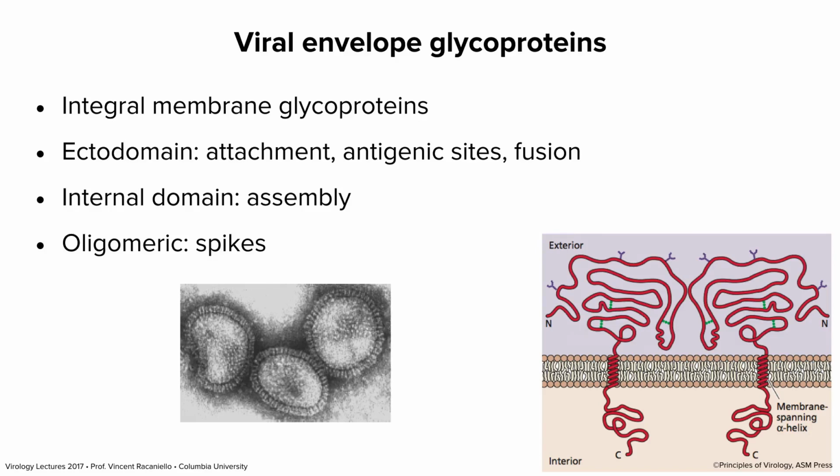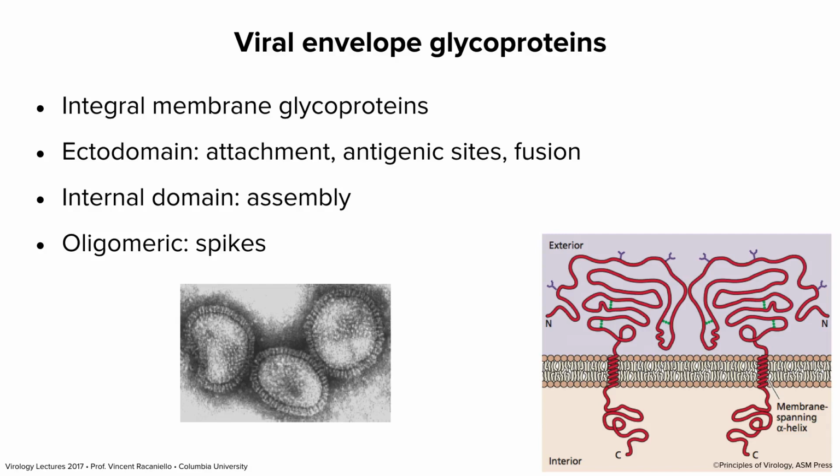Now, these envelopes that are derived from the host cell, they have to have viral proteins in them to allow them to attach to receptors on host cells. If it were just a naked envelope, it would be hard for it to infect a new cell. And these are called integral membrane glycoproteins. They are diagrammed on the right here. Here's a typical lipid bilayer. These are transmembrane glycoproteins. There's an external domain. There's an internal domain. If this were the virus membrane, this would be the interior of the particle. This would be the exterior portion.